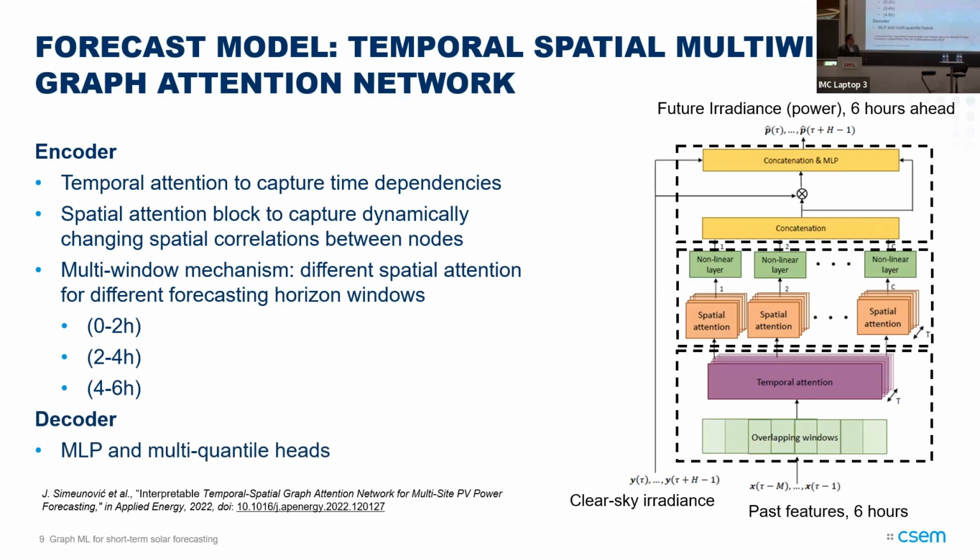Now, the last part, the decoder, is basically just MLP heads, and the idea is to combine these features that come from the spatial attention block with the clear sky irradiance. And also, we produce quantile forecasts. We don't only produce a deterministic forecast, but we forecast the quantiles for the distribution of the signals. So that's also the multi-headed quantiles.